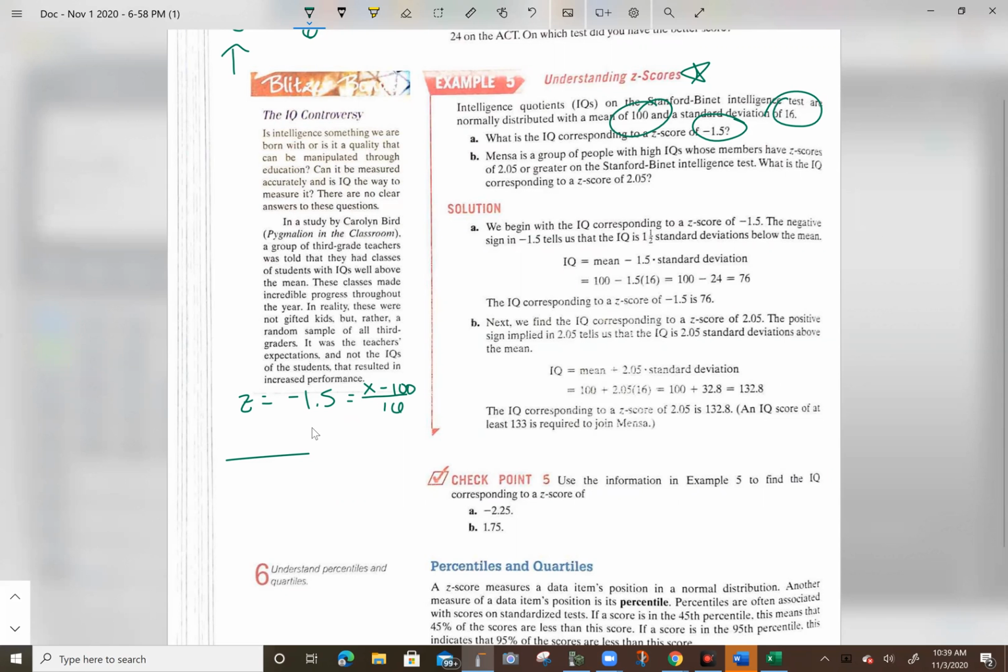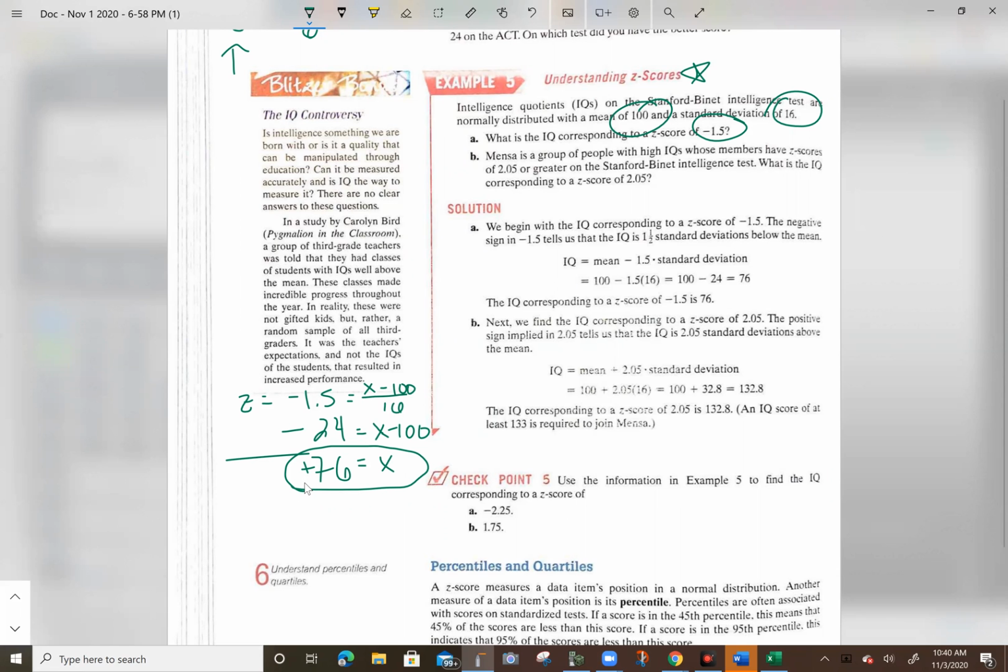So this time we need to do 16 times negative 1.5, which is going to be negative 24, is equal to x minus 100. So you're going to add 100 to both sides, and we get x is equal to 76. So if you got a score of 76 on the IQ, you would have a standard score of negative 1.5.